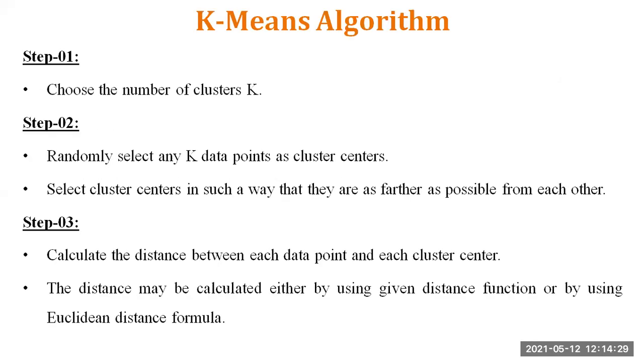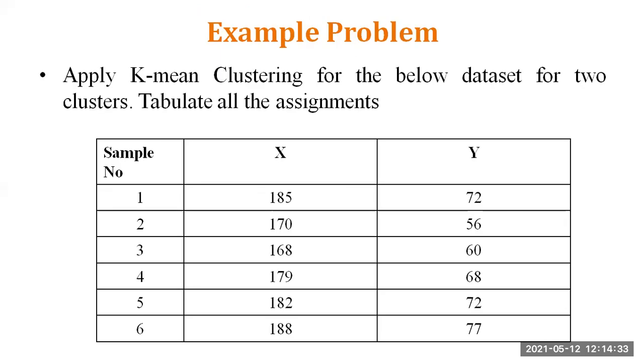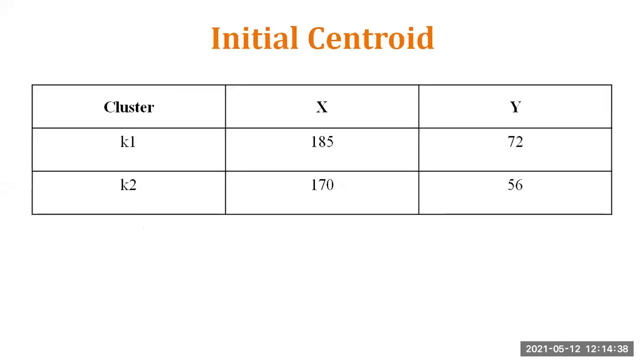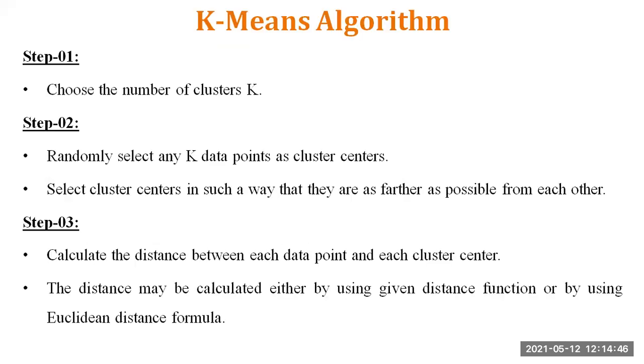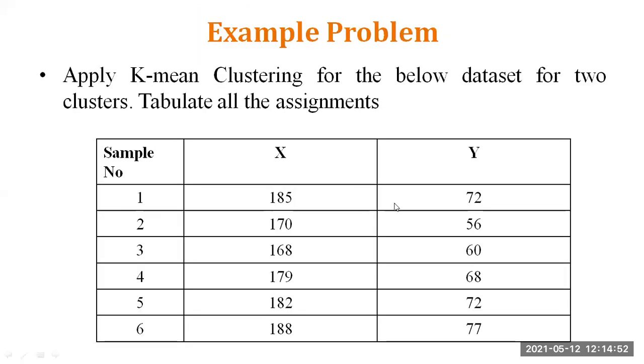The first step is already done, that is, the k value is equal to 2, which is given in the question only. Now, moving ahead, we should calculate the centroid values. How are centroid values taken? As we said here, centroid values are taken randomly. Randomly select any k data points as cluster centers. So from these given data points, we can randomly take the values as centroid values.